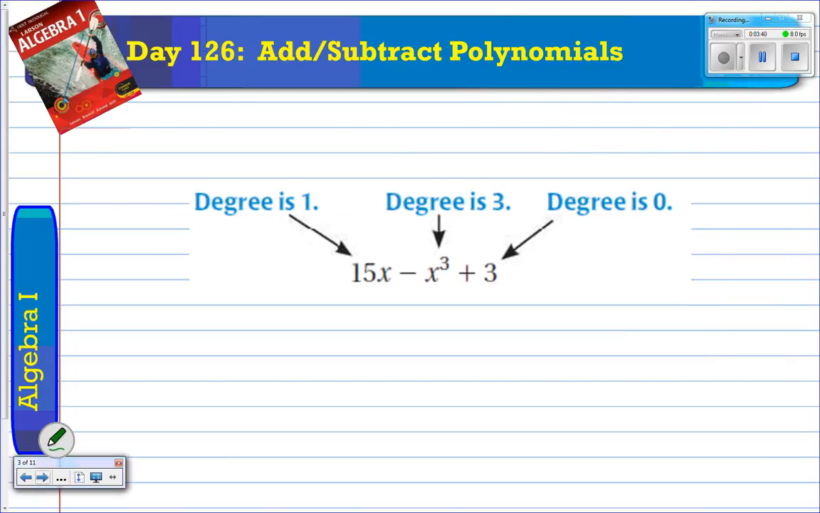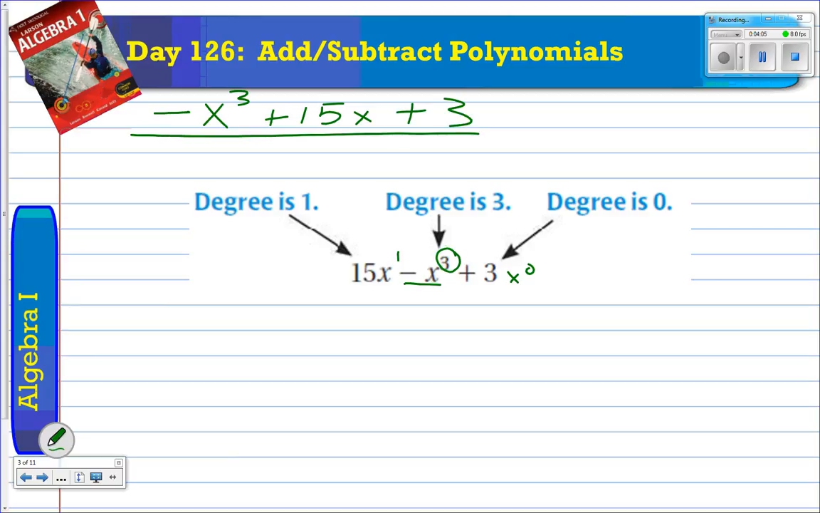Here's a polynomial. It's all scrambled up. We always want to write in decreasing powers of x. So this is the highest power, x cubed. We have an x to the first and an x to the 0, if you want to think of them that way. So negative x cubed comes first. That negative is attached to the x cubed. Plus 15x. X to the first is the next highest power. And then we're going to add our plus 3.